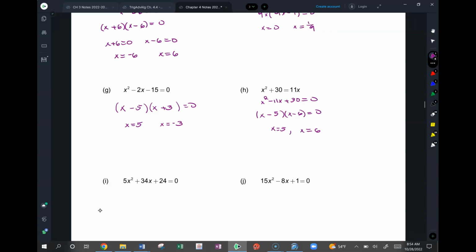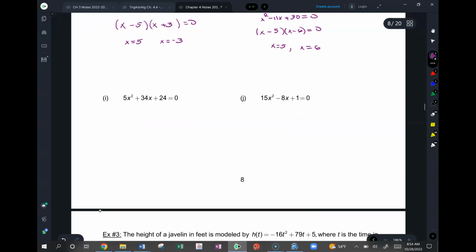And what are these that we're solving for? x is 5 and 6. What are these of the quadratic equation? The roots, right? Good. Okay. So, what about this next one?